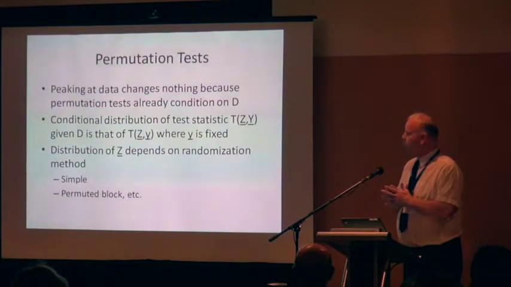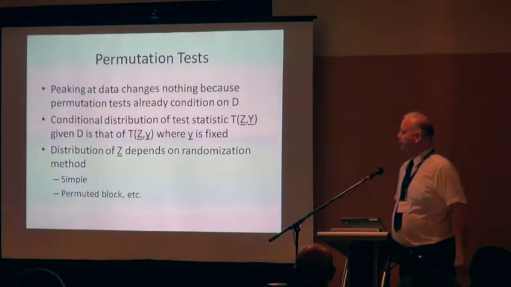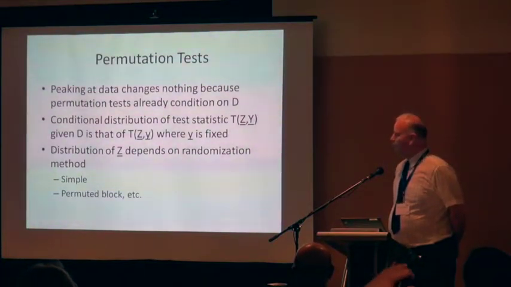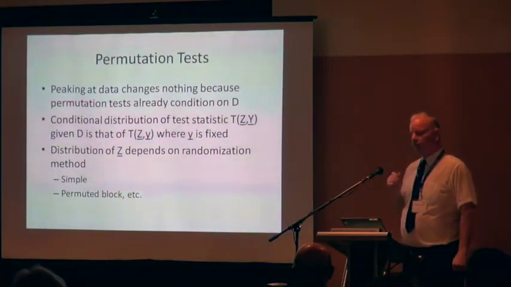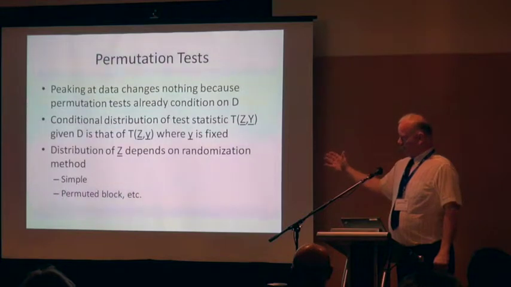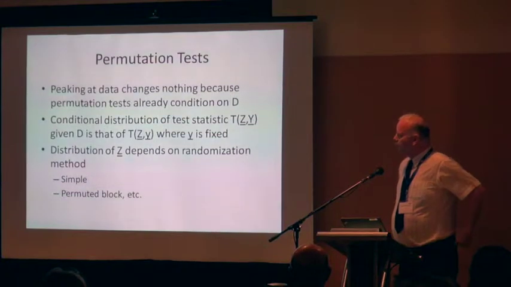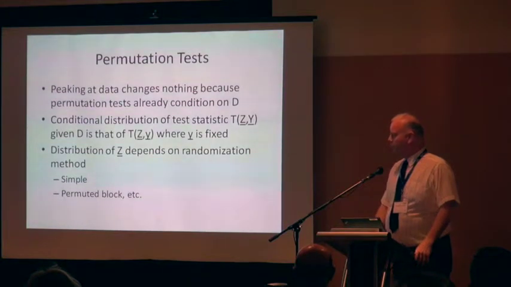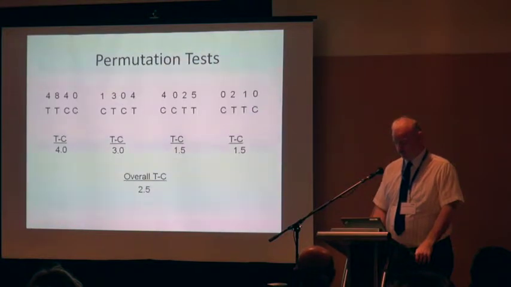So the conditional distribution of your test statistic, which is a function of your observations and the treatment indicators, when you condition on all of the data, is just the same as the distribution of T of capital Z, little y. It's as if we're fixing little y at the observed value and then looking over the distribution of Z, where of course the distribution of Z depends on what kind of randomization you used. You might have used simple randomization or permuted block randomization or any number of other strategies.